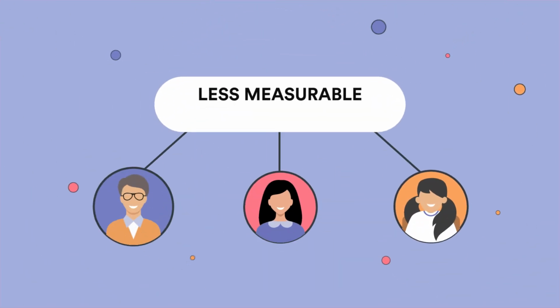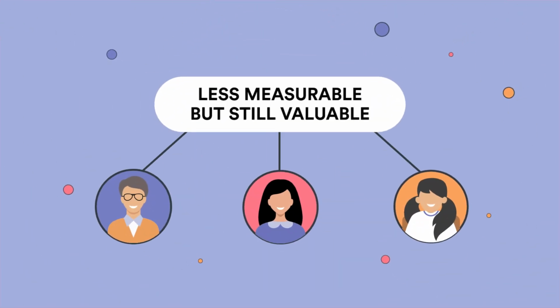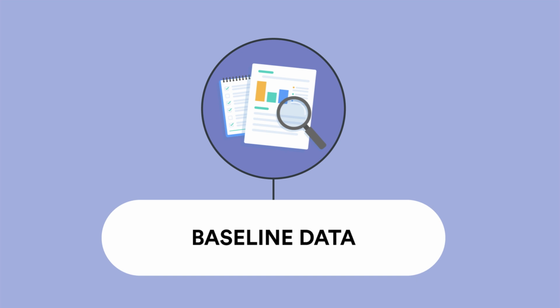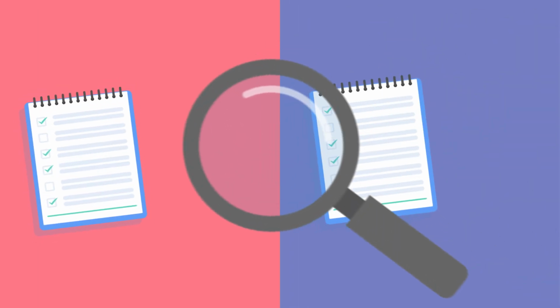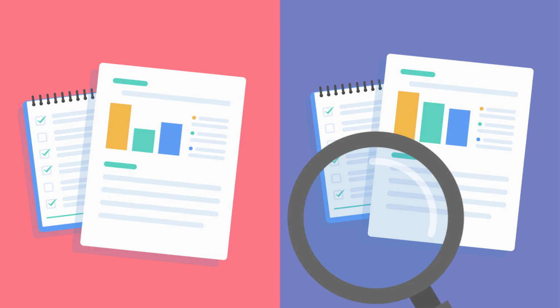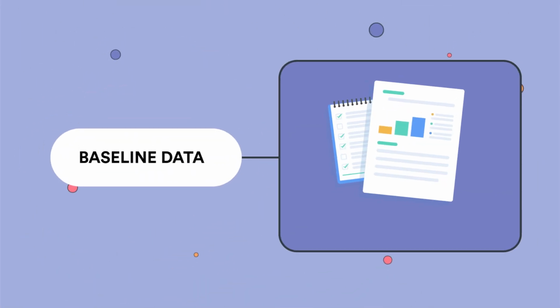You can also collect data that is less measurable, but still valuable, such as how teachers feel, what parents believe, or how students behave. With baseline data, your improvement plan will be well-founded, and you can compare the impact of the improvement to the baseline data. So, your baseline data should link to the aims of your improvement plan.